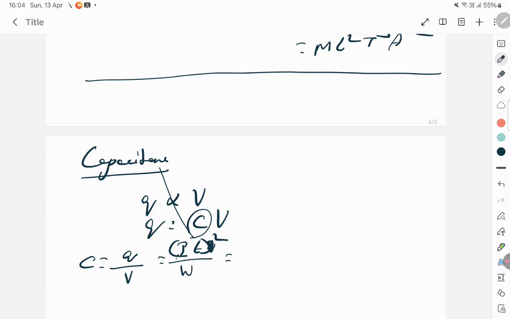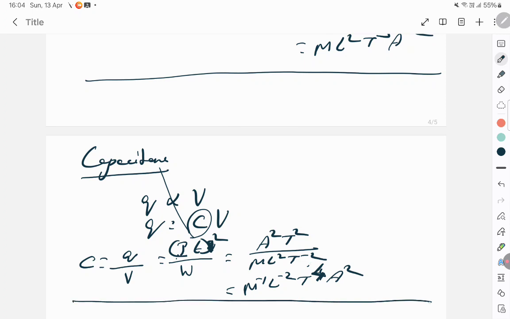So then capacitance is ampere to the power 2, time to the power 2, by work done, which is M L square T to the power minus 2. So when you take it up, it will be M to the power minus 1, L to the power minus 2, T to the power minus 4, A to the power 2. Let me see if it's correct. M to the power minus 1, L to the power minus 2, A to the power 2, T to the power minus 2 to the power 4, T to the power 4. Not minus 2, it will go up and become 4. So this is how you write capacitance.